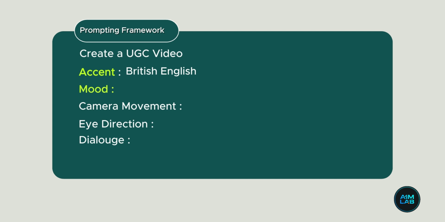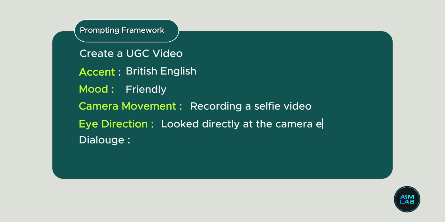Next, define the mood. Do you want the creator to sound excited, casual, confident, or friendly? Then, describe the camera movement. Maybe they're holding the phone while walking, standing in one place, or recording a simple selfie video. Next is eye direction. Should they look directly into the camera the entire time, or occasionally look at the product while talking? Finally, write the dialogue.